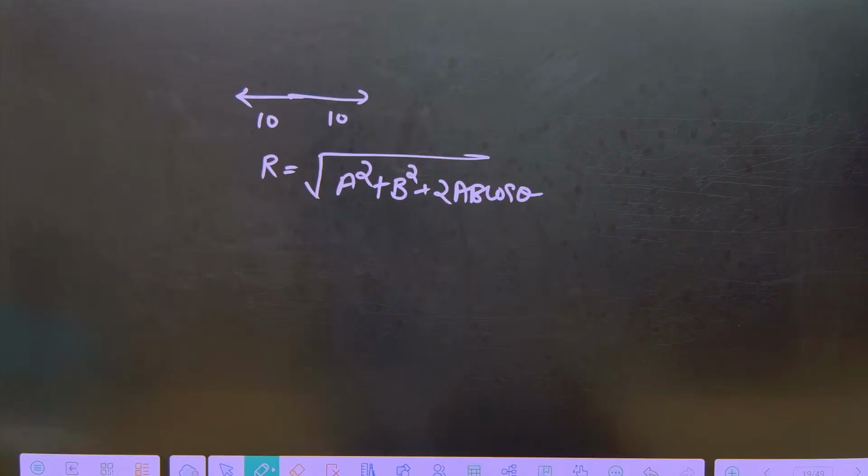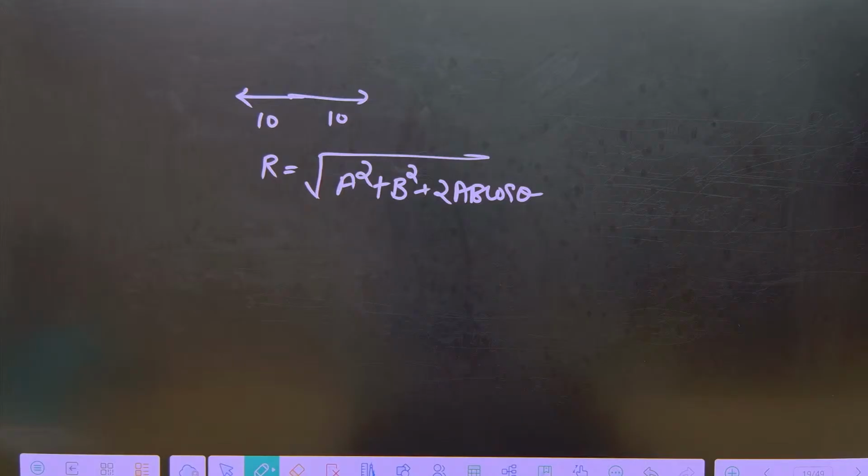Parallelogram, then they are two concurrent vectors. Concurrent vector meaning same point of view. So when we take the formula for parallelogram law, we take the root of A square plus B square plus 2AB cos theta. For triangle, we take two coinciding heads, then we take minus AB cos theta.